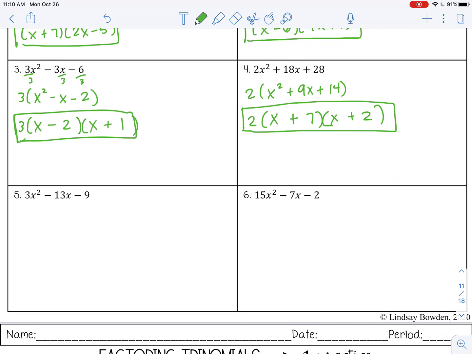Number 5, I don't have any GCFs, so I'm going to multiply. So 27. Factors of 27 are 1 and 27, 3 and 9. I'm trying to get to 13. 1 plus 27, nope. 1 minus 27, nope. 3 plus 9, nope. 3 minus 9, nope. It looks like I can't factor that trinomial, which means I can't factor the original trinomial. So this one can't be factored. And remember, not all trinomials can be factored.